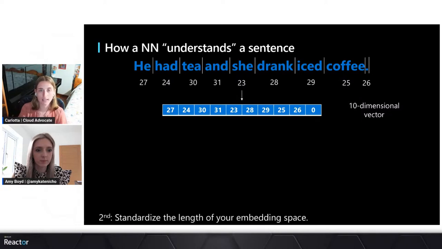So we want to convert this text into a vector of numbers, and we want this vector to have a standardized length for every text we process. For example, let's take 10 as the size, as the dimension, for our embedding space. That means we'll build an array of 10 numbers, collecting the numbers mapped to the tokens. So you see here that every mapped number is collected into this array.